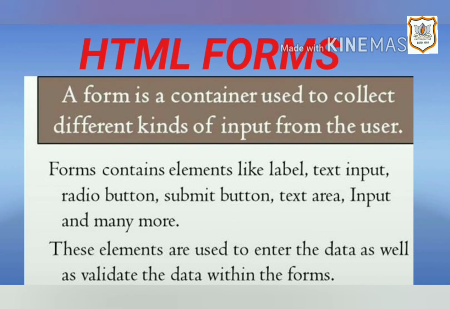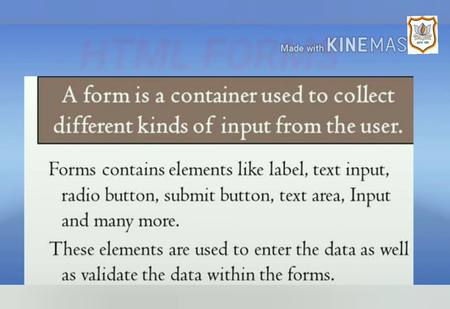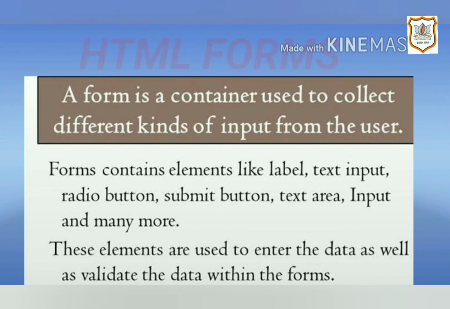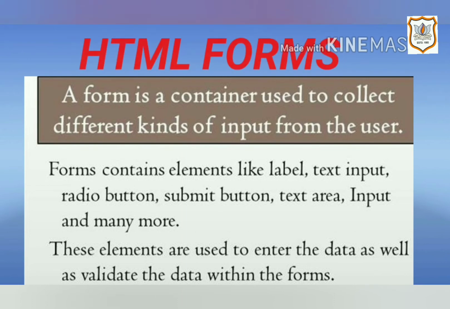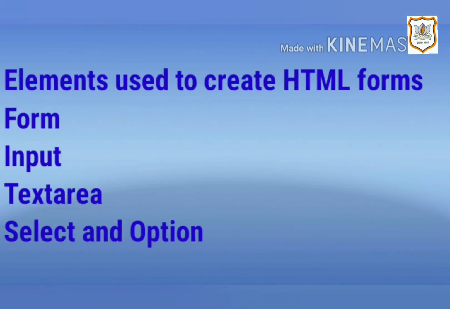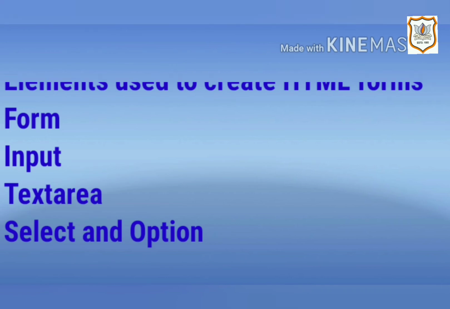An HTML form contains elements like label, checkbox, text input fields, radio button, submit button, reset button, and many more. These elements are used to enter the data as well as validate the data within the form. Validate means to check the data of the form. Let's understand the elements used to create an HTML form: form, input, text area, select an option.